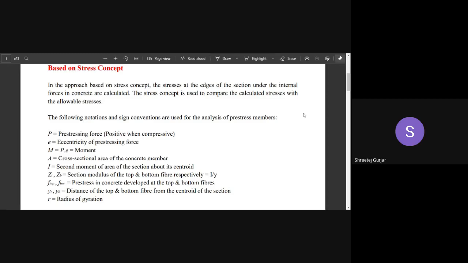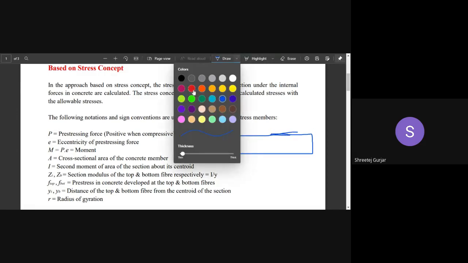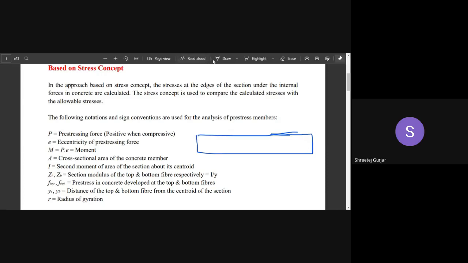Okay, the stresses at the edges, meaning at the edge. Let me just draw a beam. So if this is your beam, okay, if this is your longitudinal elevation or a longitudinal view of your beam. So this part is your edge. Let me just change the color. So this is your edge. Okay, so these are called your edges. This is your top edge and this is your bottom edge.